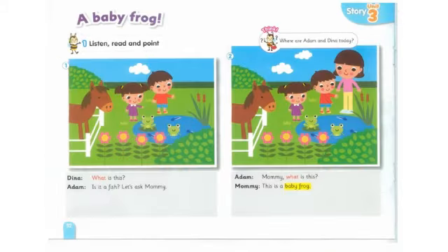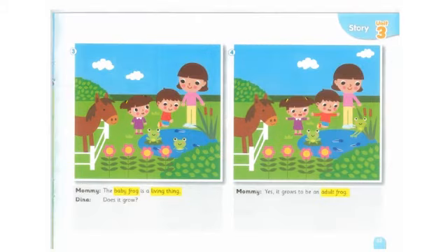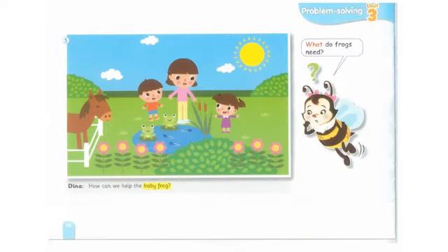It's story time now. Here we're going to listen, read, and point. Okay. Dina and Adam are at the park. Okay, or I don't know where they are. And mommy here is saying the baby frog is a living thing. And Dina is asking, does it grow? Mommy says, yes, it grows to be an adult frog.